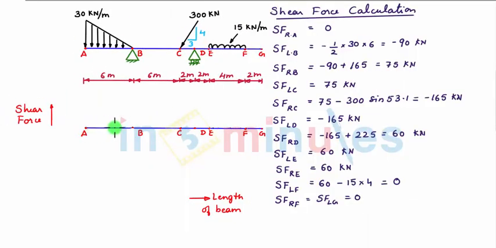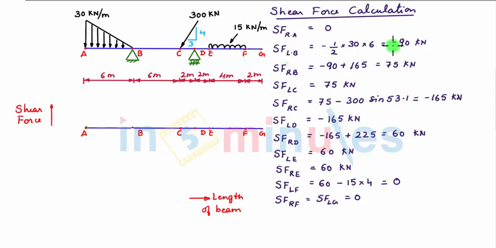So this represents the horizontal line of the beam. On the y-axis we plot the shear force. Positive shear force will be above the horizontal line and negative shear force will be below the horizontal line. And along the x-axis we have the length of beam with the same scale as that of actual beam. Now shear force towards right of A is 0. So at point A your shear force is 0.